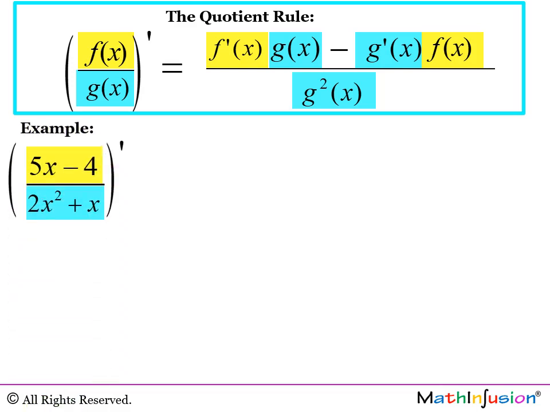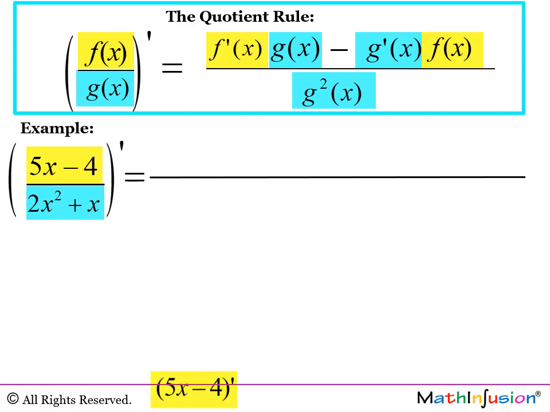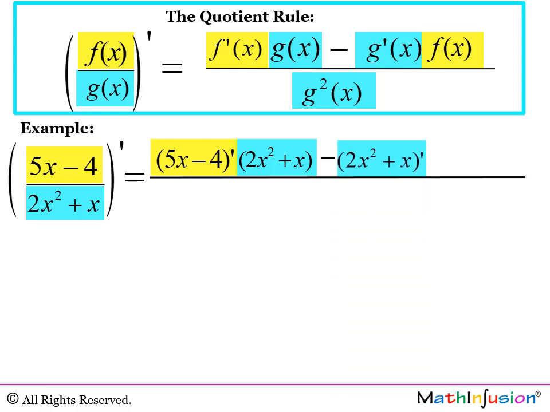And here's our first example. The first function, the top function, is 5x minus 4. So we start with a long fraction line: differentiate the first times the second, minus, be careful, it's a minus, differentiate the second times the first, and then just copy the function on the bottom and square that.